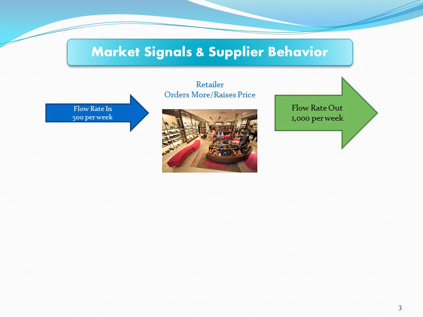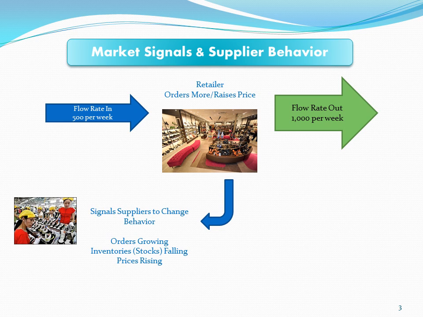On the supplier side, we can see here that the flow out is 1,000 per week, but the flow in is 500, and this is causing some changes in the market. We're likely to see more orders or higher prices, and these signals get transmitted back into the supply chain, where suppliers are witnessing these changes. That is, for example, orders growing or inventories falling and prices are rising, and this spurs reaction by the suppliers.